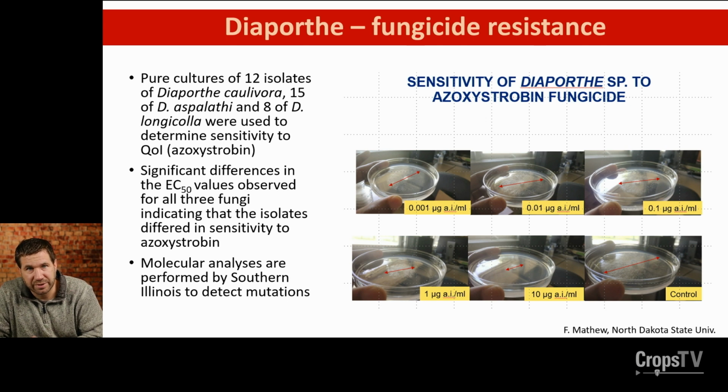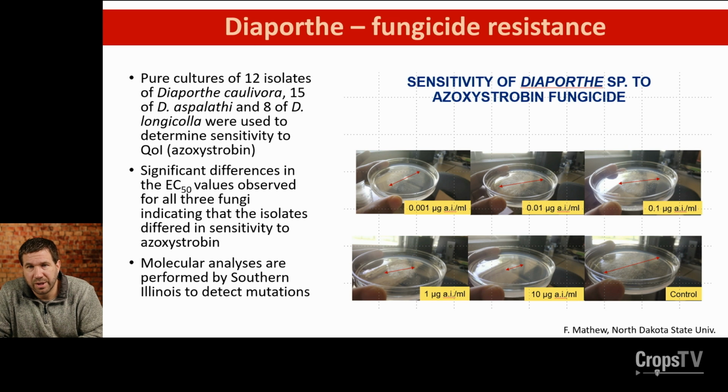We're collecting isolates from several different states and sending them up to now North Dakota. We're in Fabina's lab, and right now we have isolates of Calavera, Asclepiae, and Longicola, and looking at how sensitive they are to the QOIs, or azoxystrobin is what we're using, the strobilurins. And essentially what we're finding is that we are seeing some of the isolates within all three of these species are having some differences in sensitivity.